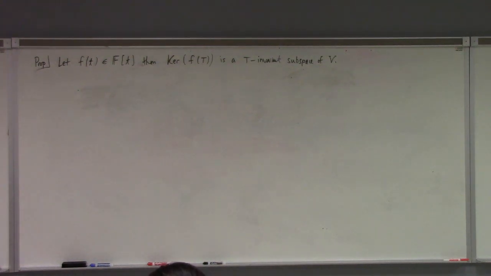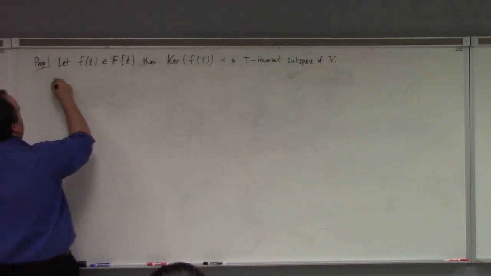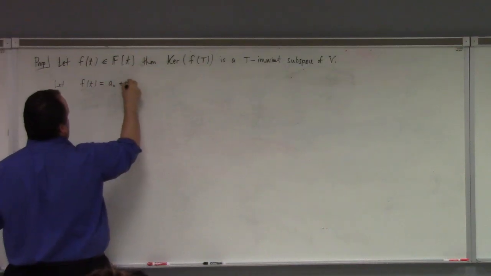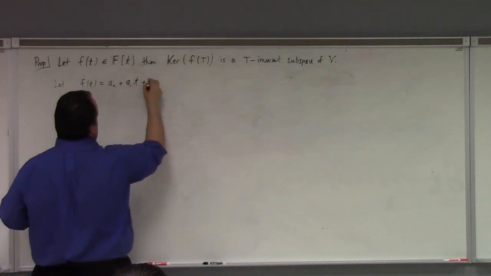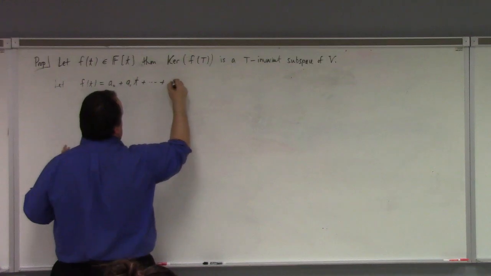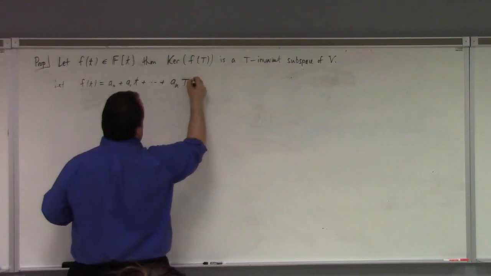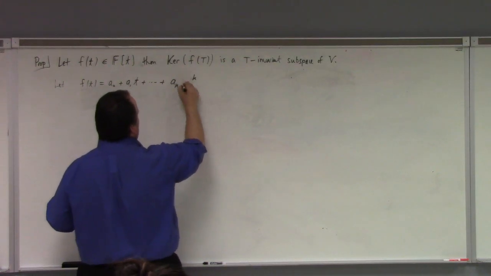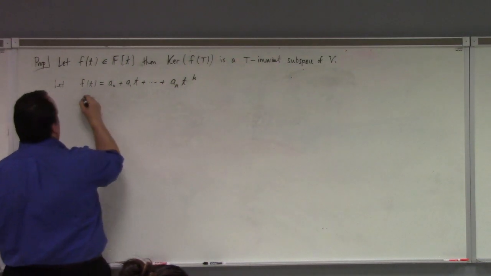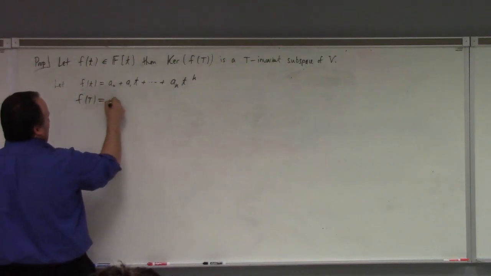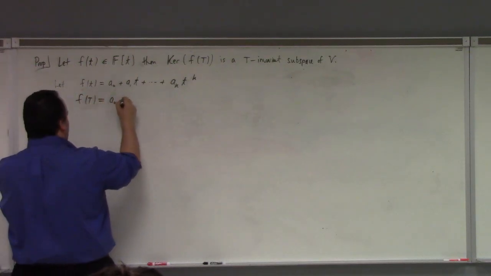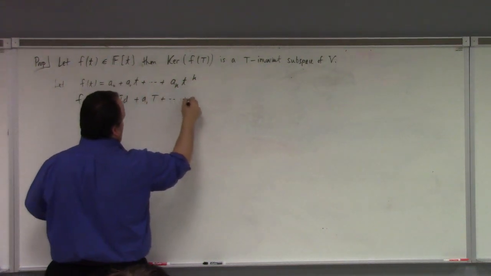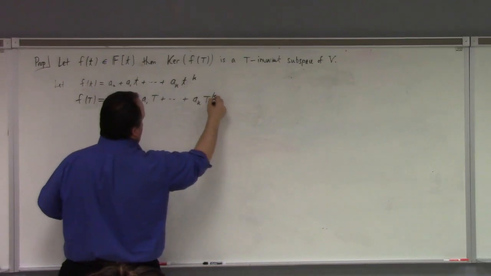So for the sake of specificity, we'll let f of t be a0 plus a1 t plus, I don't know, a sub k t to the power k, let's say. I seem to have switched over to big T, my bad. So then f of big T is what? a0 times the identity, which I don't always write, but there it is, plus a1 T, up to a sub k T to the power k.